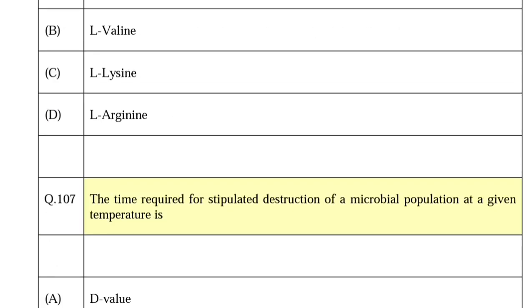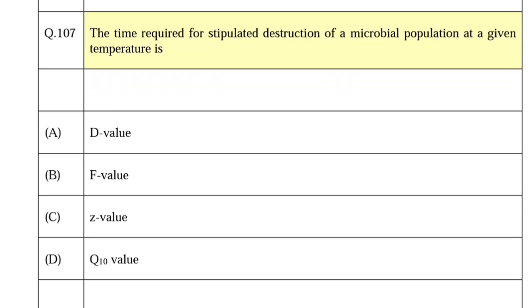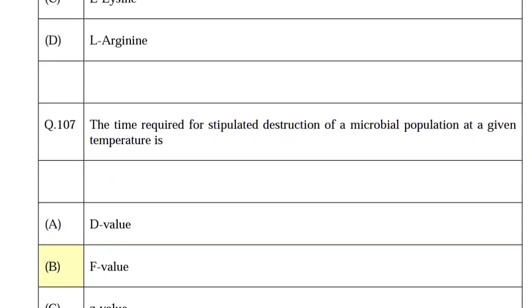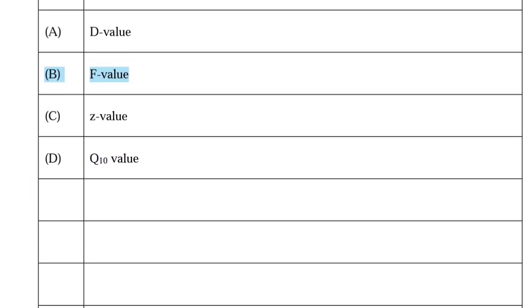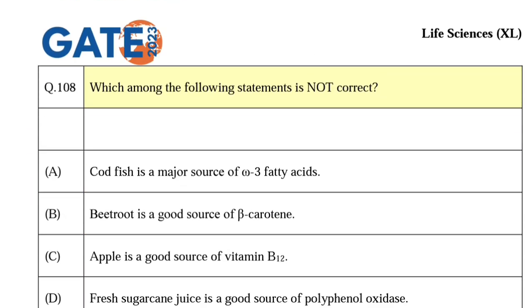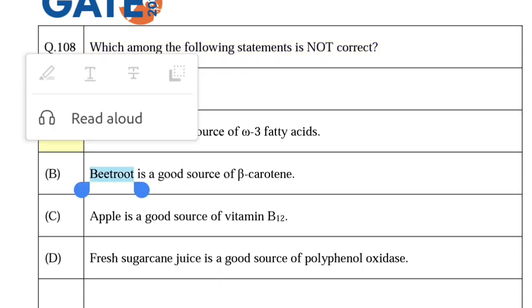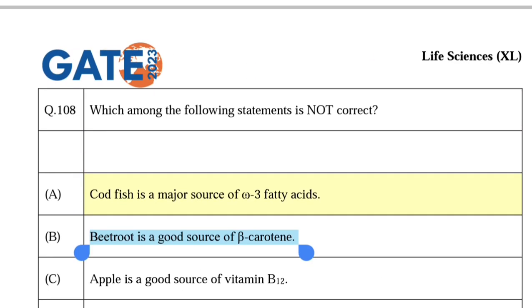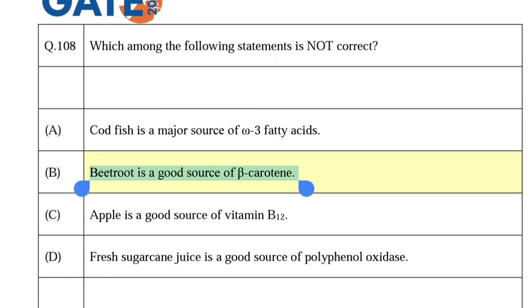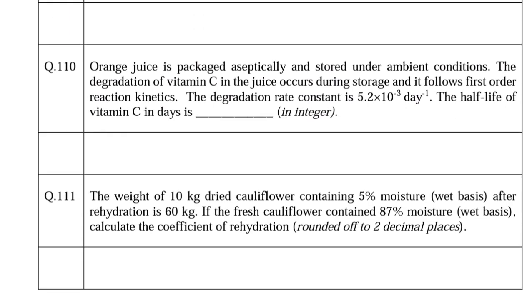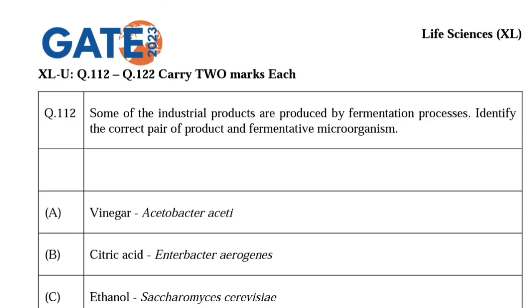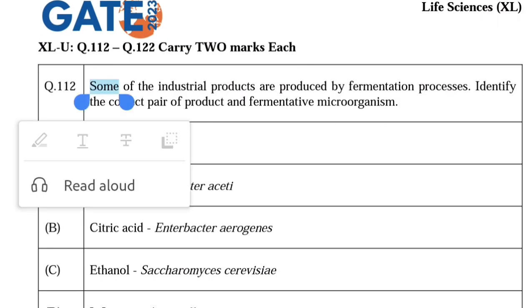Q.107. The time required for stipulated destruction of a microbial population at a given temperature is A. D value, B. F value, C. Z value, D. Q10 value. Q.108. Which among the following statements is not correct? A. Codfish is a major source of omega-3 fatty acids. B. Beetroot is a good source of beta-carotene. C. Apple is a good source of vitamin B12. D. Fresh sugarcane juice is a good source of polyphenol oxidase.